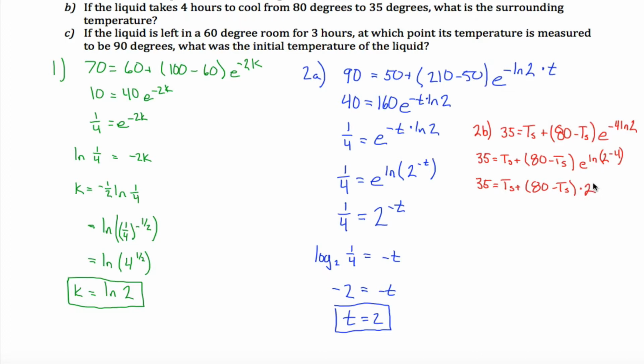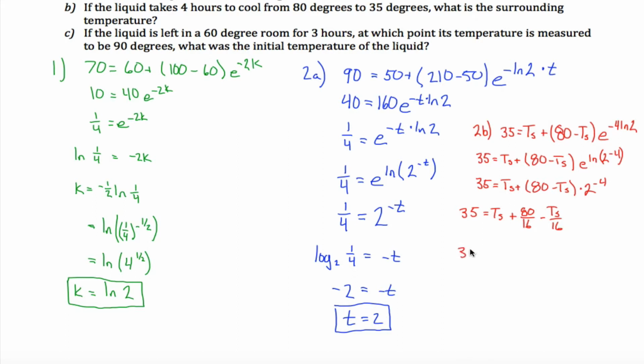Sure, I'll write that. 2 to the negative 4th power is the same as 1 over 2 to the 4th power. 2 to the 4th power is 16. So this is 1/16 right here. So I got 35 equals T sub S, what I'm trying to solve for, plus, if I take this 1/16 and distribute it into these exponents, I got 80 over 16 minus T sub S over 16. Well, 80 over 16 is just 5.